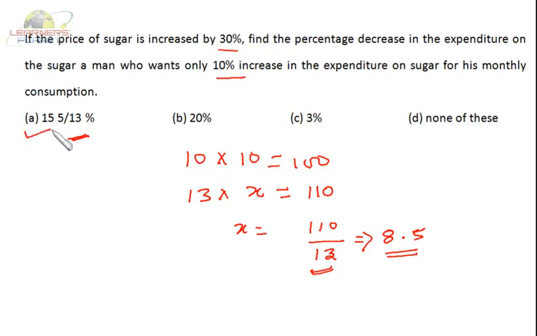I hope you are clear. So we can say if price is increased by 30% and we wish to only have a 10% increase in the expenditure, we should reduce the consumption by 5 by 13%, I'm sorry. Okay, let's do the next question.